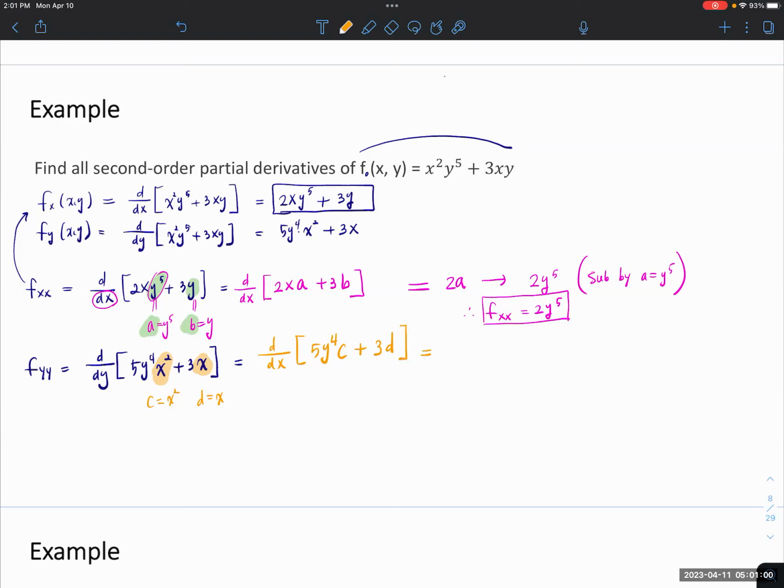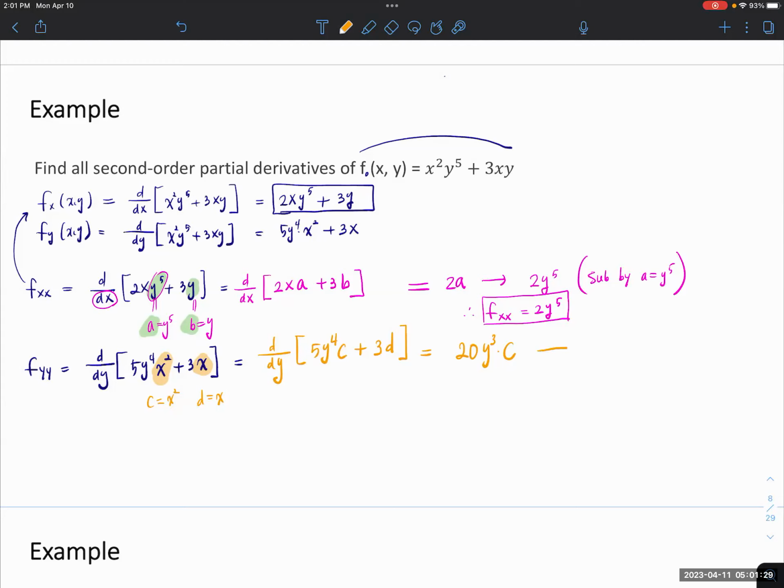This model helps us take the differentiation more easily. Oh, my bad, this one should be y. So we are taking the dy. Now 5y to the 4, what's going on? That is 5 times 4, which is 20, y to the third, and you keep the c because that's a constant, but 3d, that's a constant, will be 0. Am I correct?